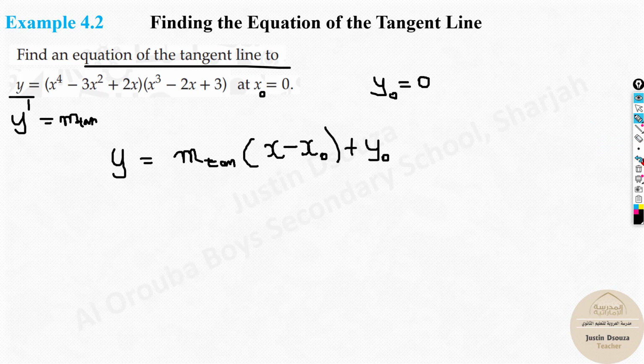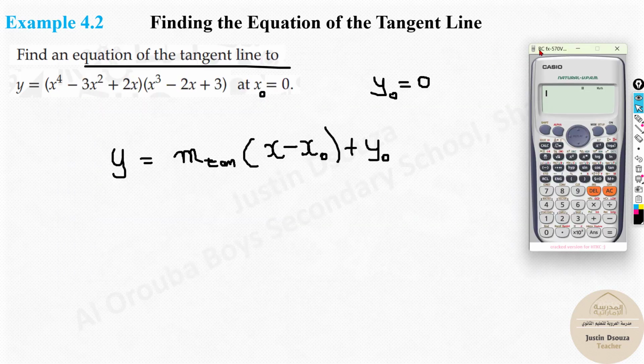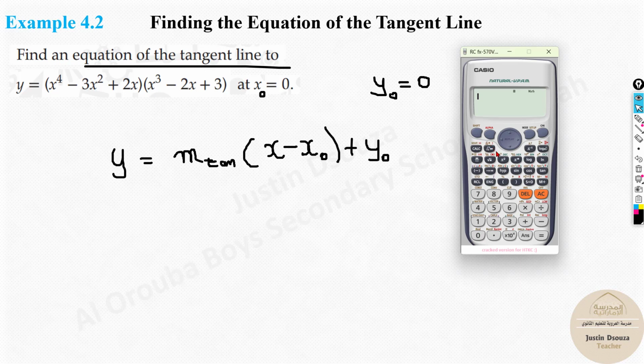Now I will teach you a shortcut. Only for this, when the x values are given, you can use your calculator to solve it. You know how to solve otherwise, right? You have to just use the product rule and solve it. So we have done product rule just now. So I will teach you a shortcut now. Here is the calculator. You can just clear it out. It's better. I'll just clear this.